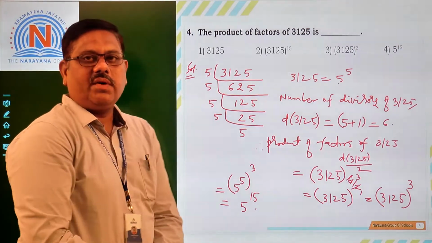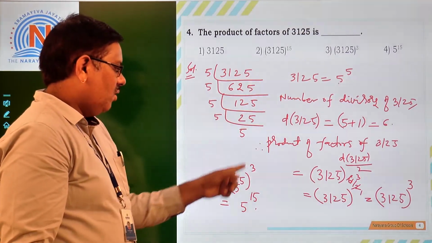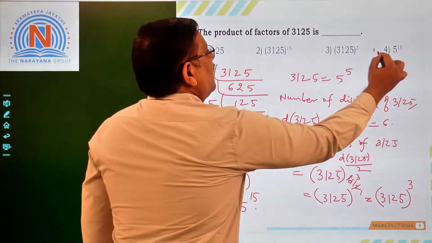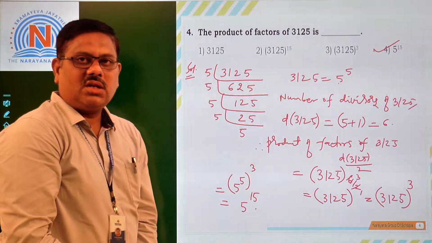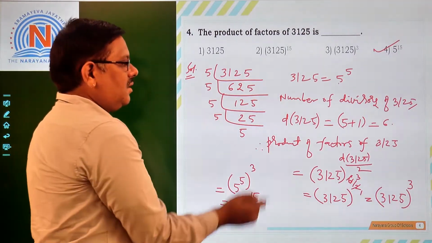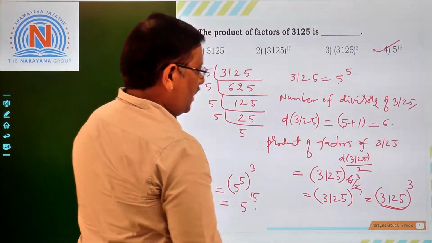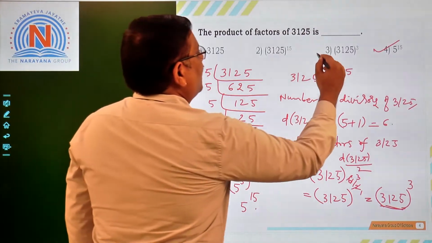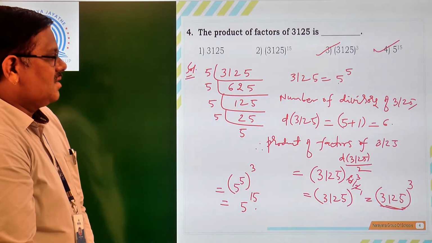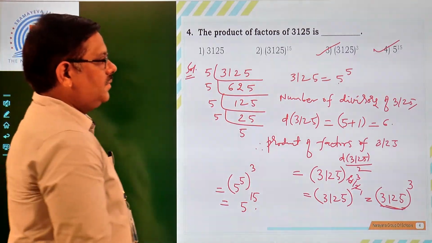3125 we are writing as 5 to the power of 5, then 5 power 5 whole cube is going to be 5 to the power of 15. So that option is there as the fourth option. So the fourth option is the right answer. We also have 3125 whole cube as the third option. So the third option and fourth option both will be the answers for this particular question. Now let us move to the next question.